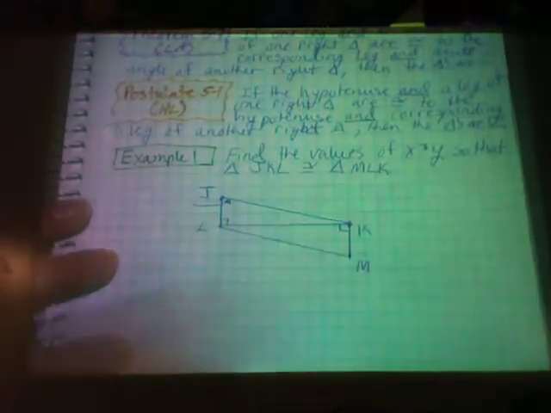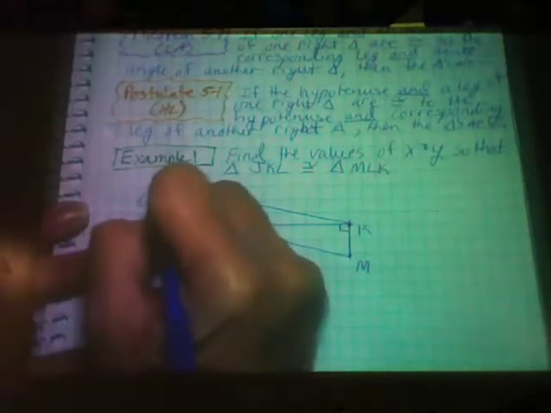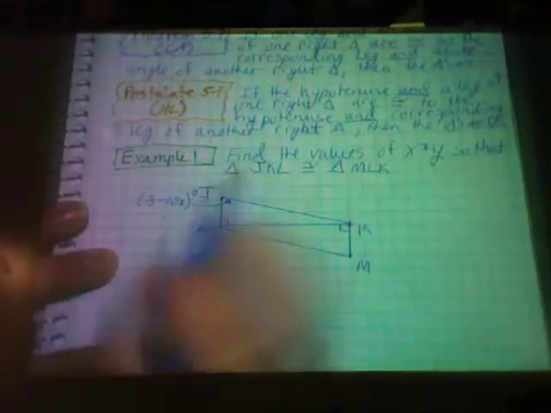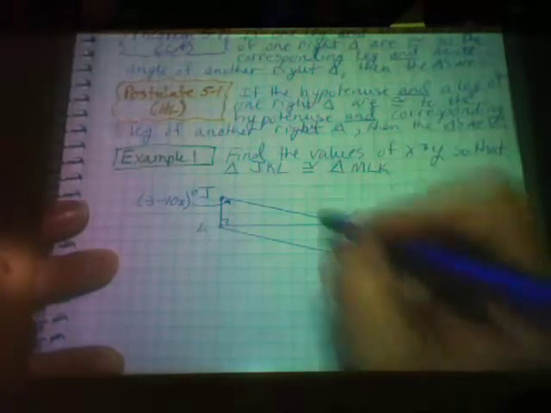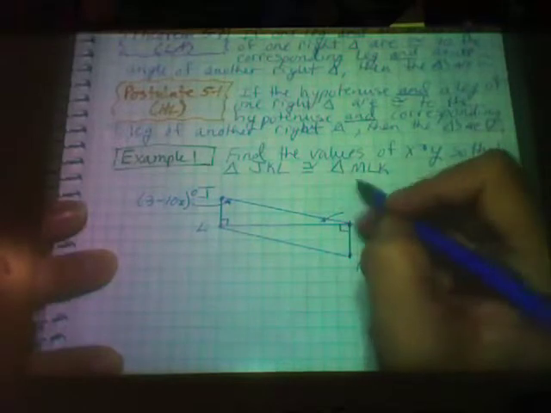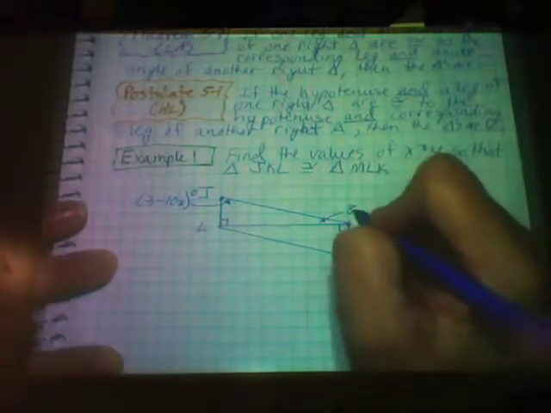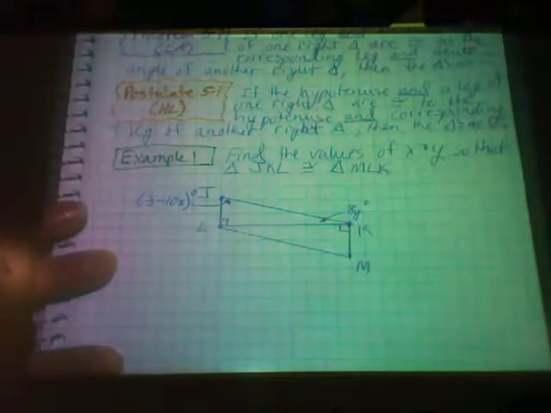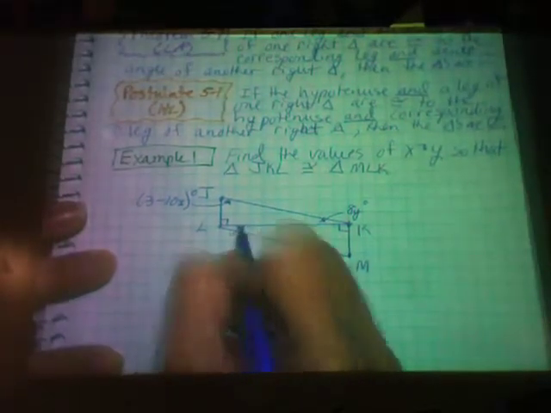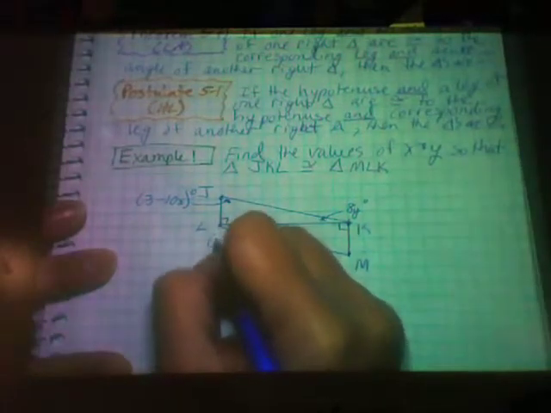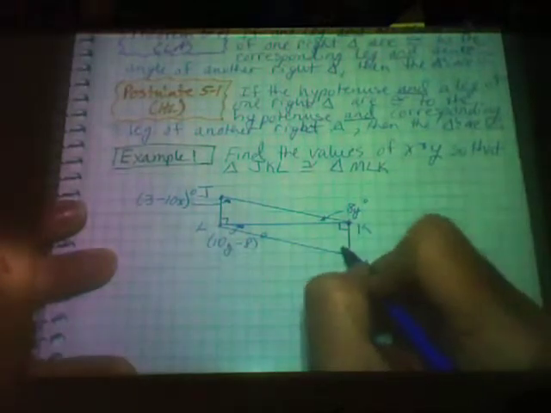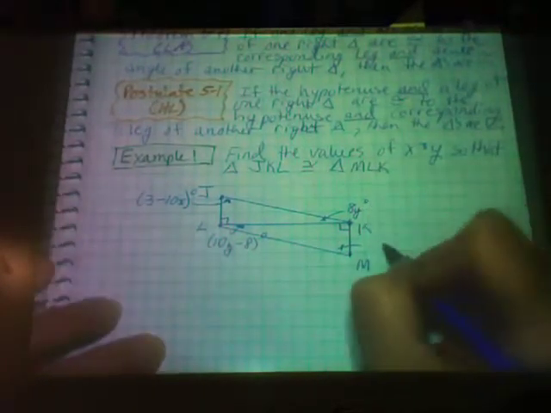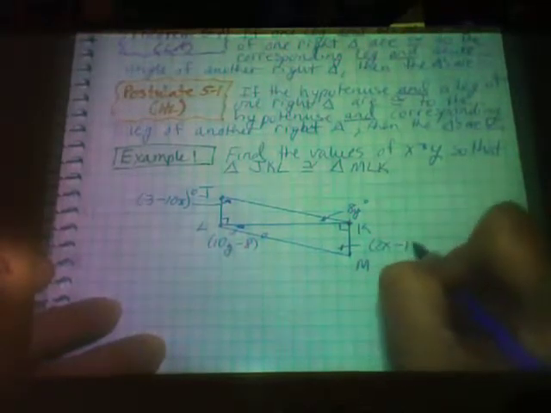Other information that you need to know. Angle J right here is equal to the expression (3 minus 10x) degrees. So that's the angle measure. And then this angle right here, which is the small angle K, which is different than this one, is equal to 8y degrees. And this little angle here, L, is equal to 10y minus 8 degrees. And M right here is equal to 2x minus 15 degrees.